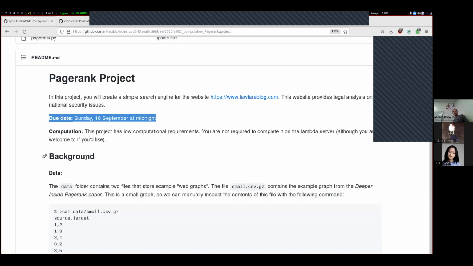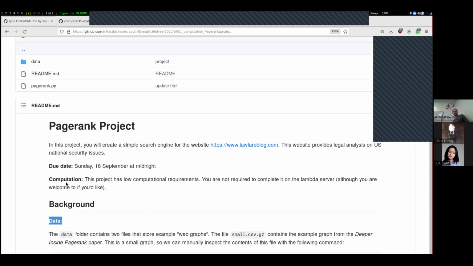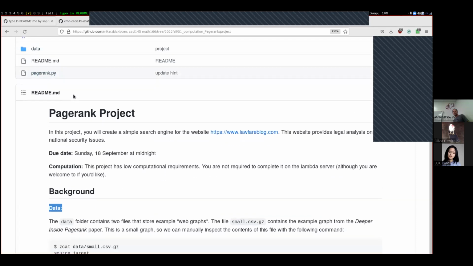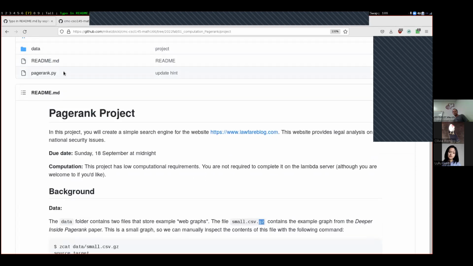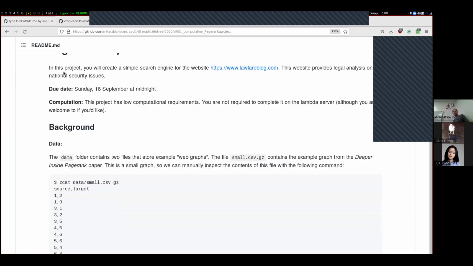So we'll go over this project, which is divided into 3 sections. One on the background, to get you familiar with the data that it's going to be using, and then 2 tasks that you have to implement. So background, what does this data look like? There's a data folder up here, and it has 2 files inside of it. These files are CSV files that are gzipped. You don't really need to care about the format of these files because the starter code that I've provided you, which is in this pagerank.py right here, is going to handle all of that for you.